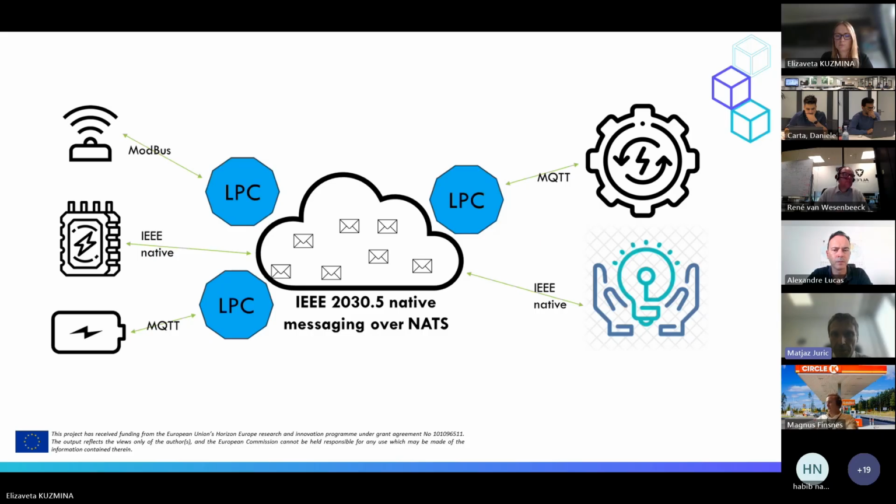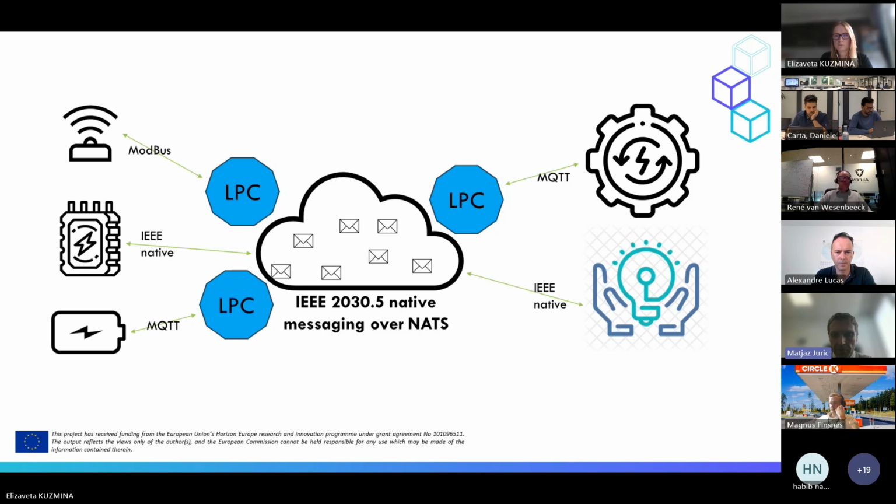But of course, before you can run it, you also have to configure the transformations. You have to configure, for example, how the Modbus or MQTT messages will be transformed into IEEE 2030.5 and back. And I will show you how you can do this with the UI that we have prepared, which is a simpler way than writing a configuration file. But before I do that, let me just explain the other options.